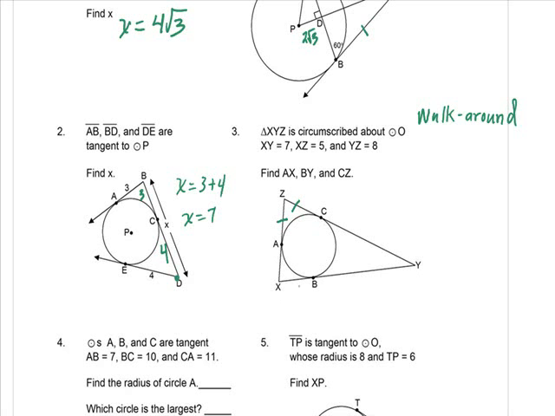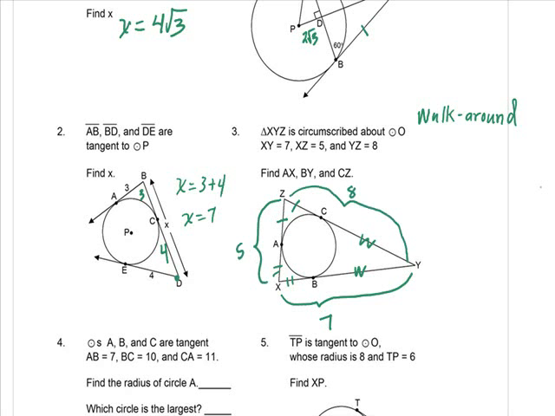What about AX and XB? Congruent. What do we know about CY and BY? Congruent. So let's label what else we have. We have that the whole length of XY is 7. The whole length of XZ is 5. And the whole length of, whoa, that one didn't turn out so well, is 8. And we want the smaller parts.